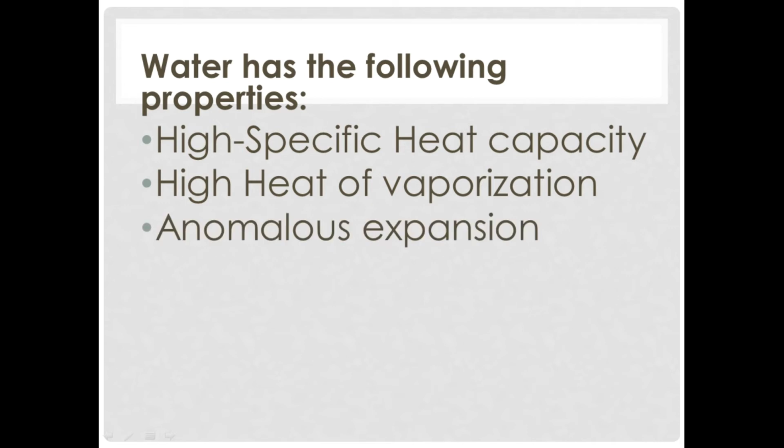Next, we want to look at the anomalous expansion of water. This one is a very unique and abnormal property of water. Anomalous means deviating from the normal. Anomalous expansion is an abnormal property of water, as I have said, whereby instead of contracting when temperature goes from 4 degrees Celsius to 0 degrees Celsius, water actually expands.